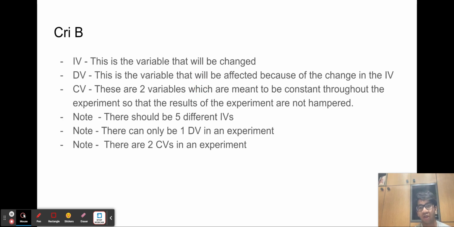So before telling you the answers, I want to tell you, what is IV? This is the variable that will be changed. DV, this is the variable that will be affected because of the change in IV. CV, these are variables which are meant to be constant throughout the experiment so that results of the experiment are not hampered. Note that there should be 5 IVs. There can only be one DV in an experiment, and there are two CVs in an experiment.